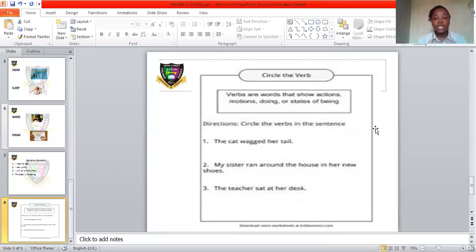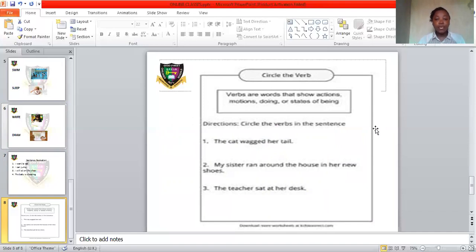The direction in the worksheet says we should circle the verbs in the sentence. So I think we know the verb in the sentence. What is the action the cat is carrying out? The action the cat is carrying out is she is wagging her tail. I said wagging her tail means shaking her tail. And the verb in the sentence there is wagged.